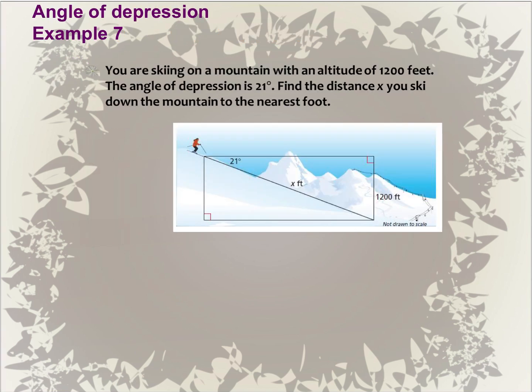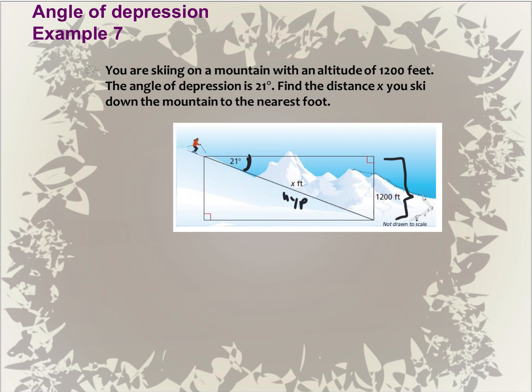So we have the angle of depression, which is example 7. It states you're skiing on a mountain with an altitude of 1,200 feet. So this is this altitude right here, and you are the skier at the top. The angle of depression is 21 degrees. So you know it's from the skier towards the mountain. And they tell you to find the distance x you ski down the mountain to the nearest foot. So they want us to find, in this case, the hypotenuse.